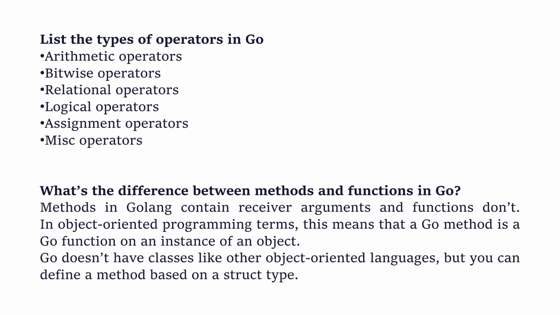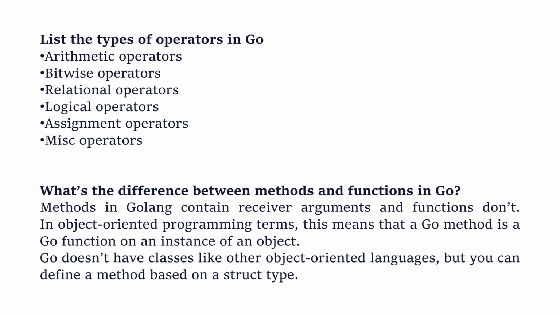And next question is, list the types of operators in Go. Arithmetic operators, bitwise operators, relational operators, logical operators, assignment operators, and miscellaneous operators. That is, the miscellaneous operators include ampersand, comma, and asterisk, etc.